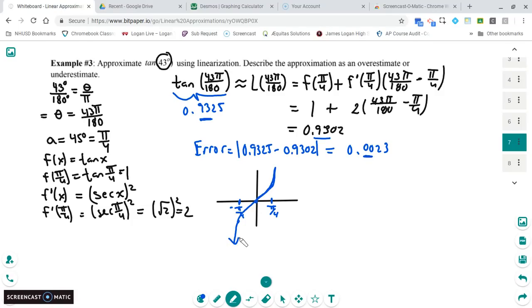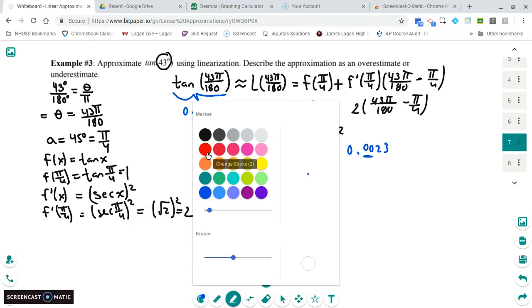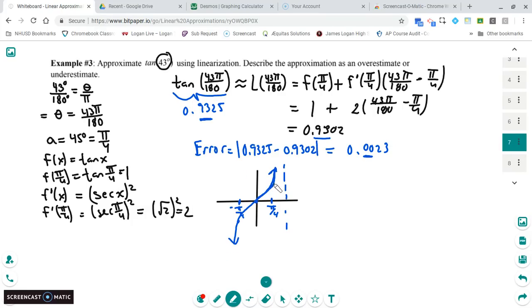I always do better on the left than I do on the right. Don't forget there's that asymptote at pi over 2. Okay, so we can see that the curvature is concave on the right side of the graph. We're estimating near pi over 4. So let's go ahead and put that tangent segment in there. So at pi over 4, there's this tangent segment at that point.